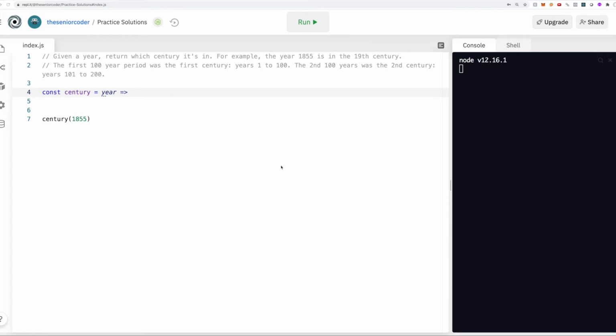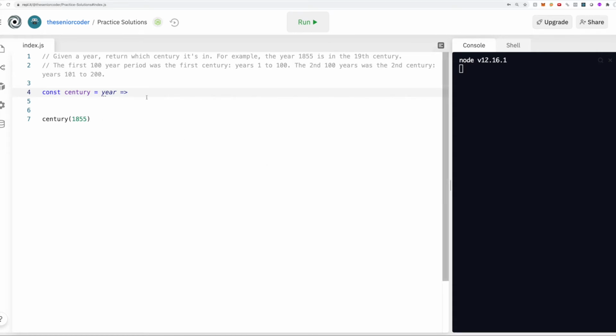So just like the year 100 is in the first century, we need to remember that the year 1900, for example, is in the 19th century. And the year 1901 then starts the 20th century. As long as we understand that, this is a fairly easy coding problem.